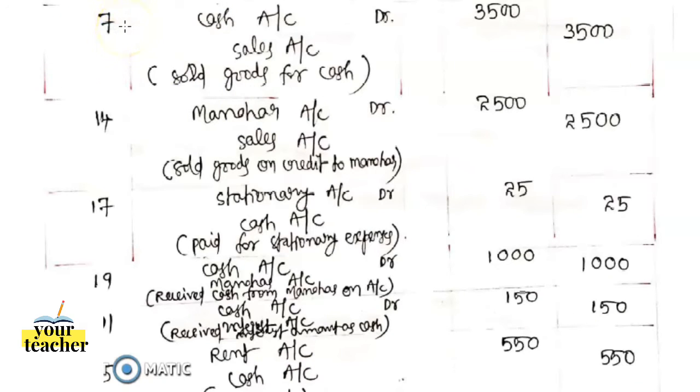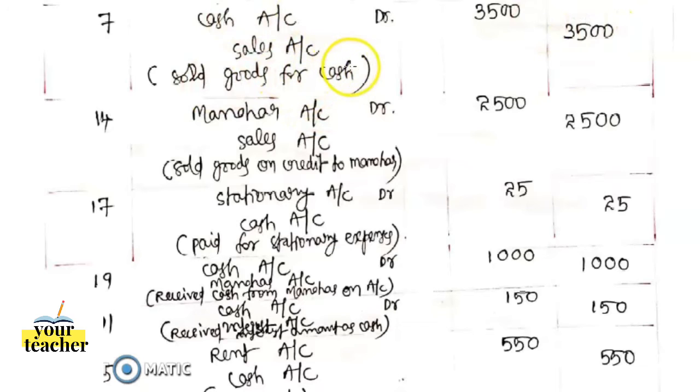As per the transaction on August 7, it is cash sales that we have discussed in the previous case. So the cash account is on the debit side, and the sales account, because you are selling certain goods. Whatever goes out should be credited, and whatever comes in should be debited. So the cash account you represent on the debit side, and the sales account on the credit side. So, sold goods for cash.